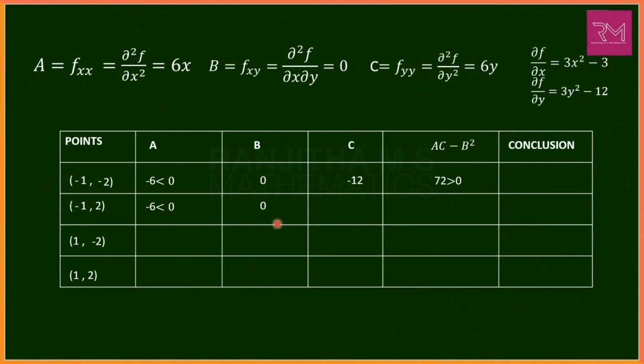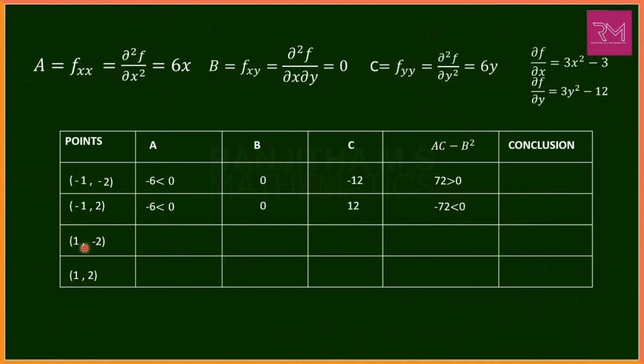And C is 6y. That means we have to substitute y as 2. Hence we get 6 into 2 is 12. Next we have to find AC minus B square. Here A is minus 6, C is 12. Hence we get the value as minus 72. Here there is no B value, hence we get minus 72, which is less than 0.